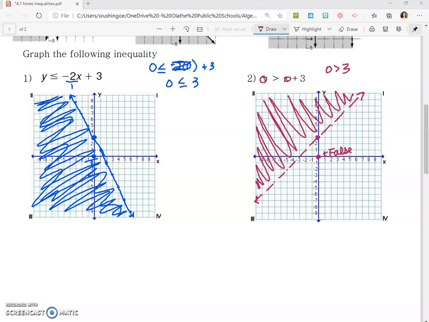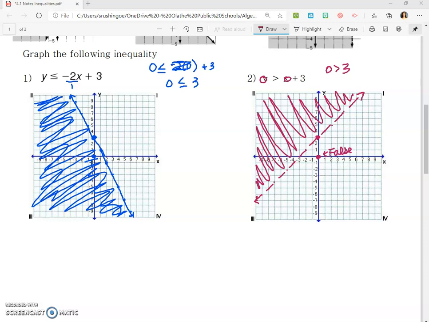Okay, so you should have started at 3, moved up one, right one, up one, right one, and then this is a dashed line because there's no line underneath my inequality symbol, so it should be dashed. Don't forget, we get in the habit of drawing a straight line all the way through, so make sure that is dotted or dashed.